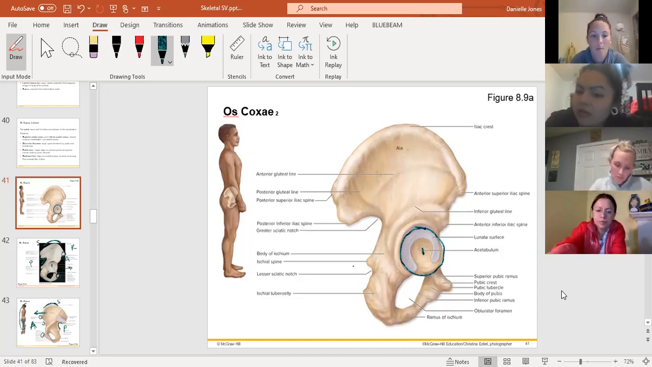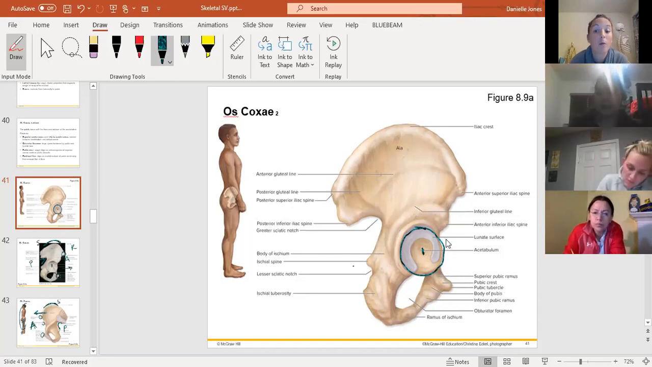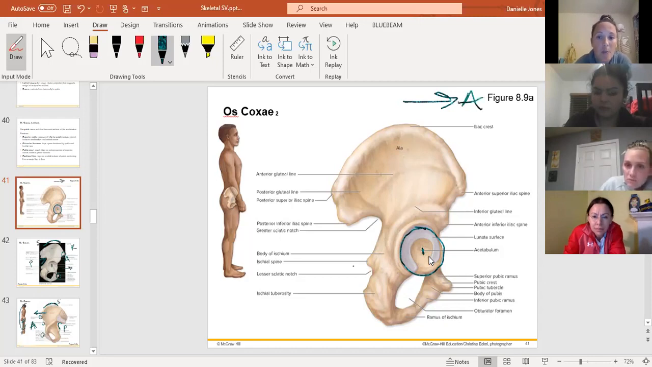Is that the left side? This would be a right side. So this is looking at the person right here on this right side. This image doesn't really help because it looks like it goes clear across to the other side, but lateral. And this is the anterior side over here. This is posterior.